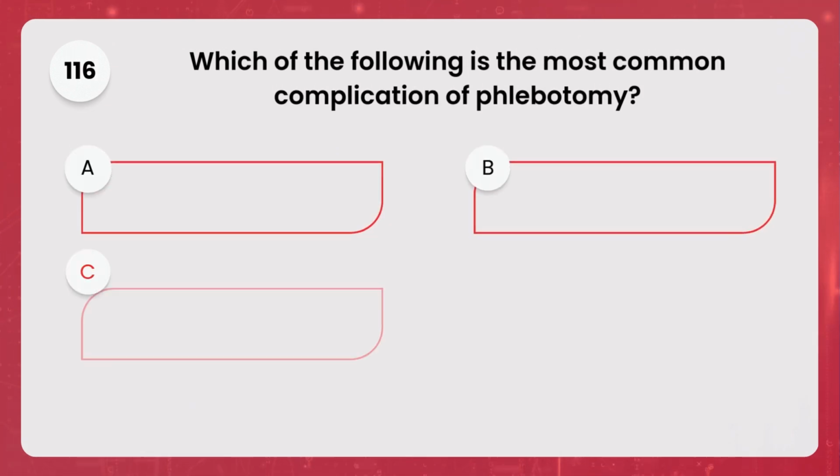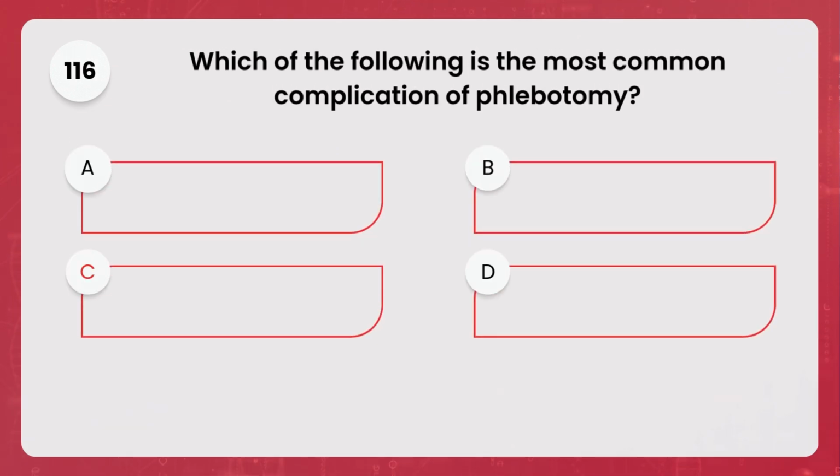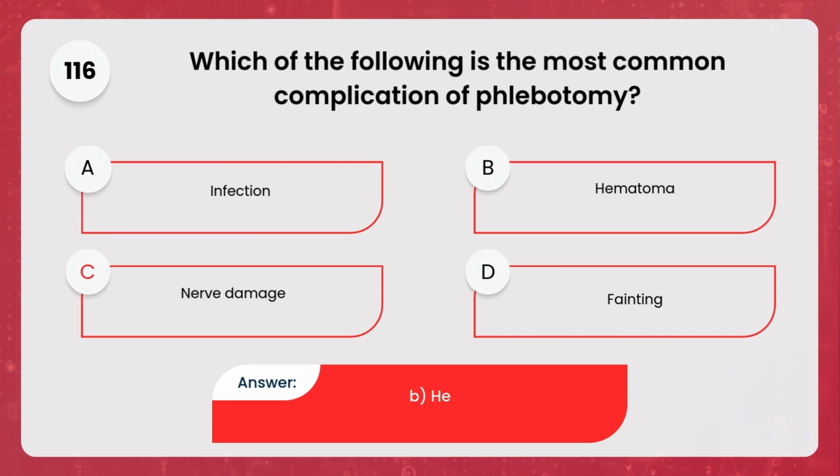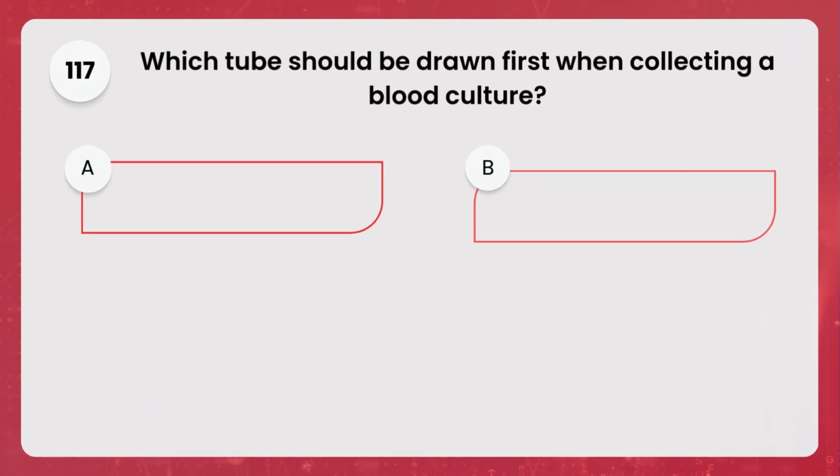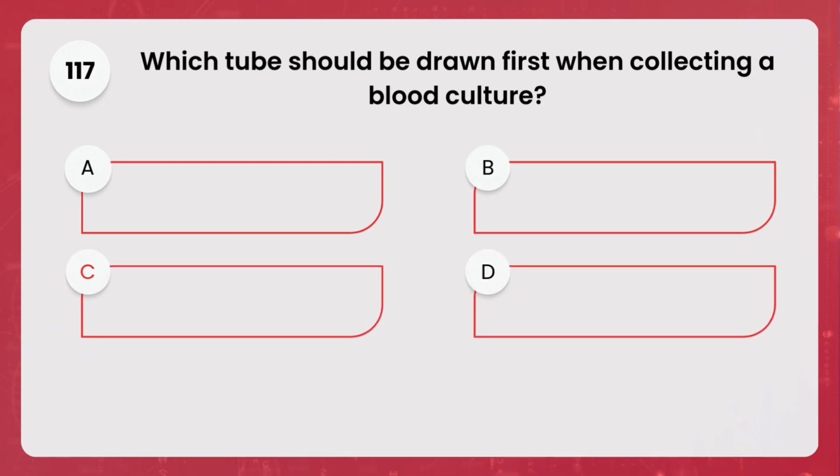Number 116. Which of the following is the most common complication of phlebotomy? A. Infection. B. Hematoma. C. Nerve damage. D. Fainting. The answer is B. Hematoma.